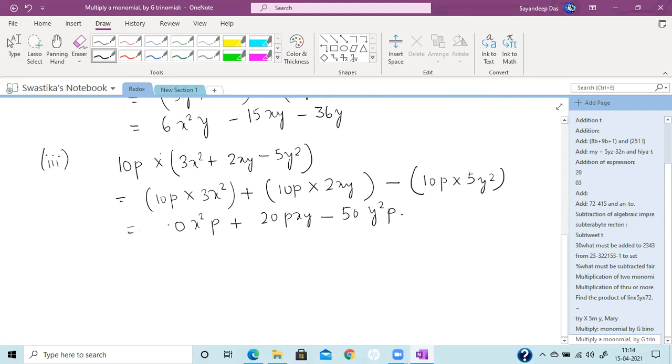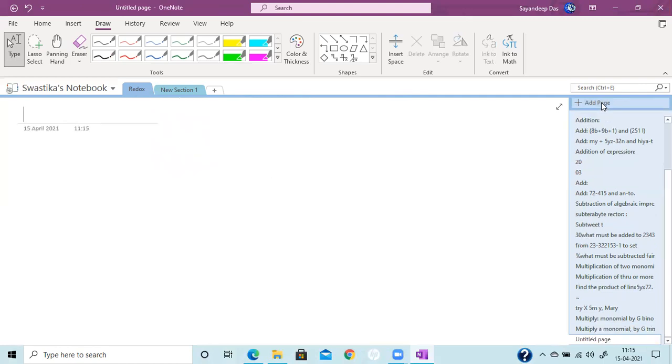10 3s are 30 x square p plus 20 pxy plus 50 y square p. So I hope it is clear how to multiply two monomials, how to multiply a monomial by a binomial, and how to multiply a monomial by a trinomial. Now let us find out some examples of general algebraic expression multiplication.